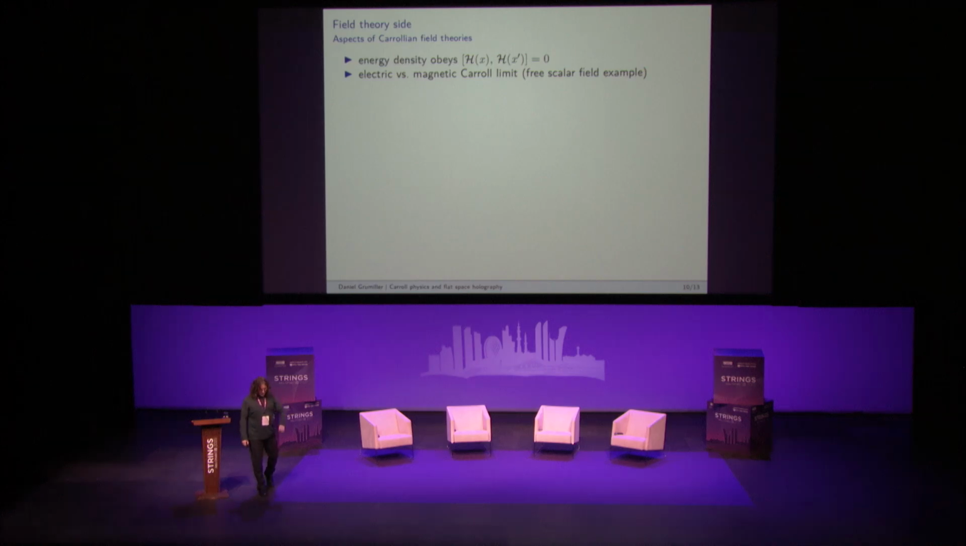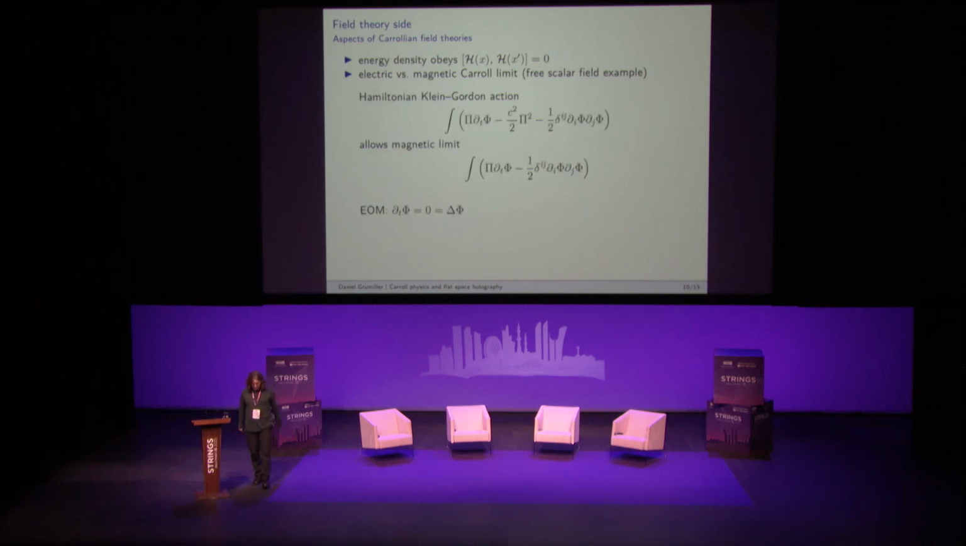Now, if you want to obtain Carroll quantum field theories as a limit of ordinary Lorentzian quantum field theories, then there's an interesting subtlety. Namely, there are two such limits, electric and magnetic. Obviously, these names derive from applications in Maxwell's theory, but here I'll focus on the free scalar field example for illustration. So let's take just the free massless Klein-Gordon field in Hamiltonian formulation with momentum pi and field phi. And then when you set c, the speed of light, to 0, you immediately get the so-called magnetic limit. And then pi no longer is a momentum, but rather a Lagrange multiplier for a constraint d_t phi equal to 0. And the remaining equations of motion are just Laplace phi equal to 0. So this is a very boring system.